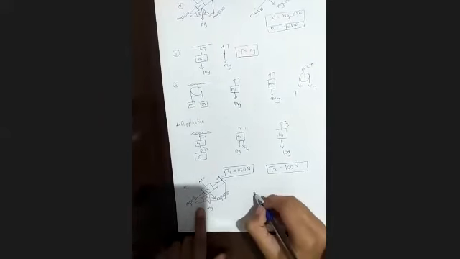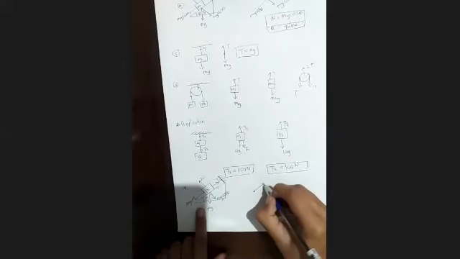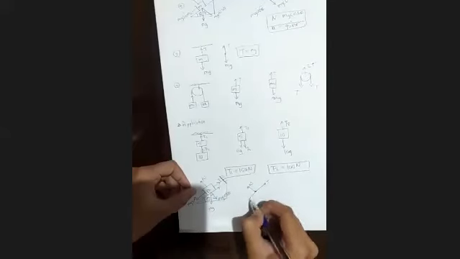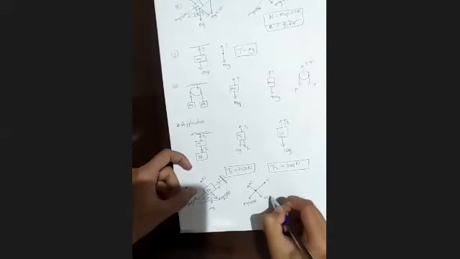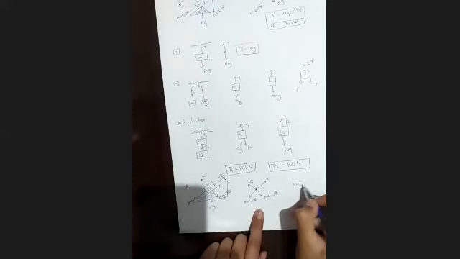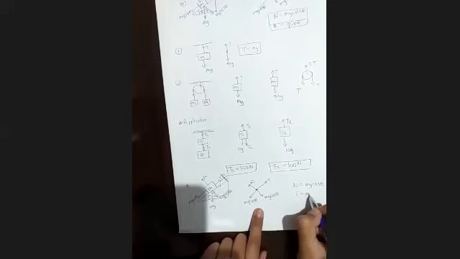So from this we get the free body diagram: T in this direction, N in this direction, mg sin theta, and in this direction mg cos theta. So from this we can conclude that N equals mg cos theta and T equals mg sin theta. These are some important conclusions from the inclined plane.